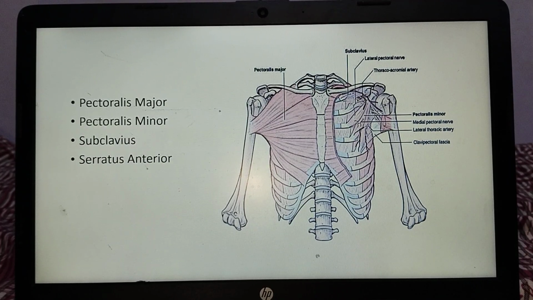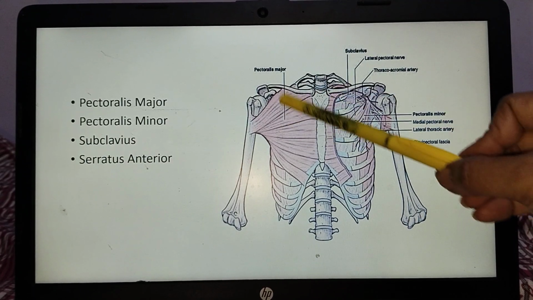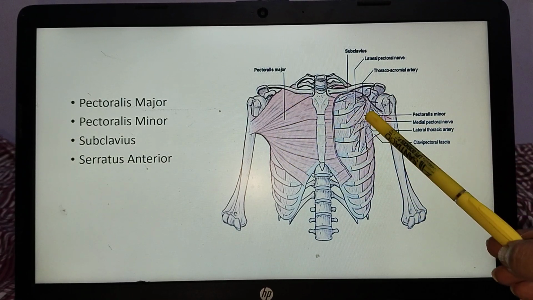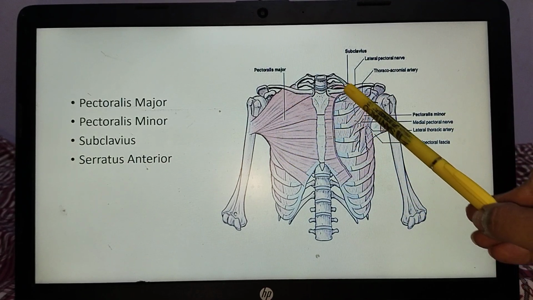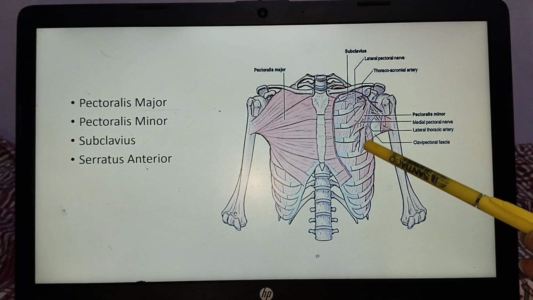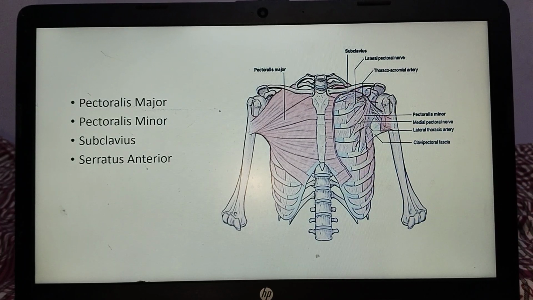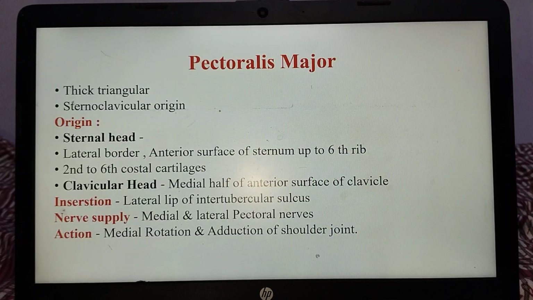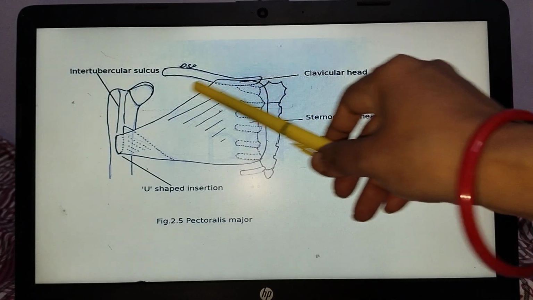This is a pectoralis major, this one is a pectoralis minor and the subclavius, serratus anterior. These muscles are seen. First one is the pectoralis major. This one is the pectoralis major.